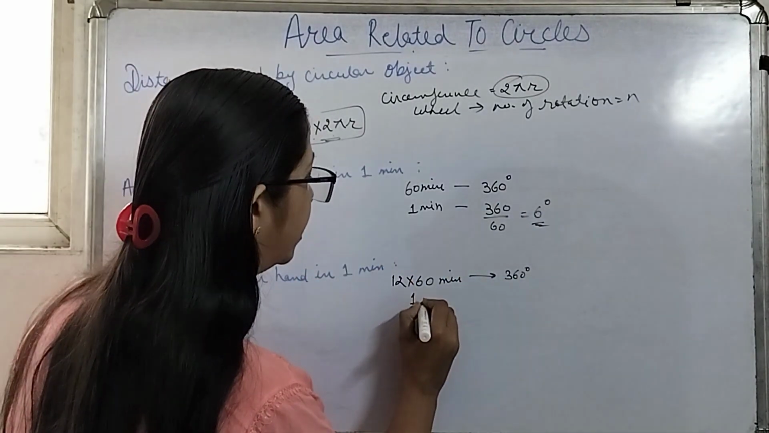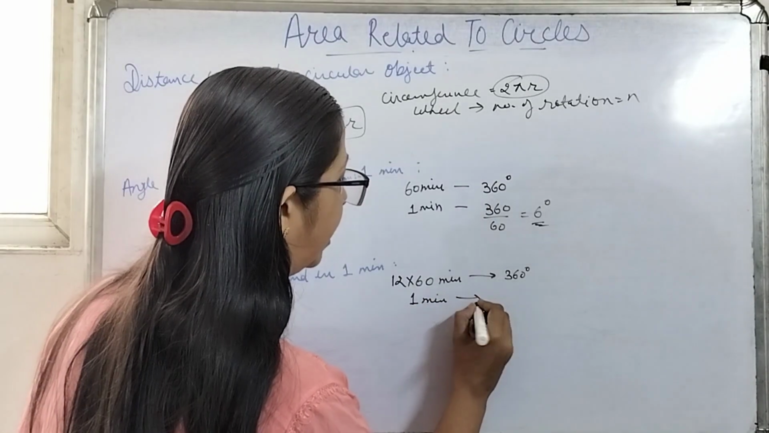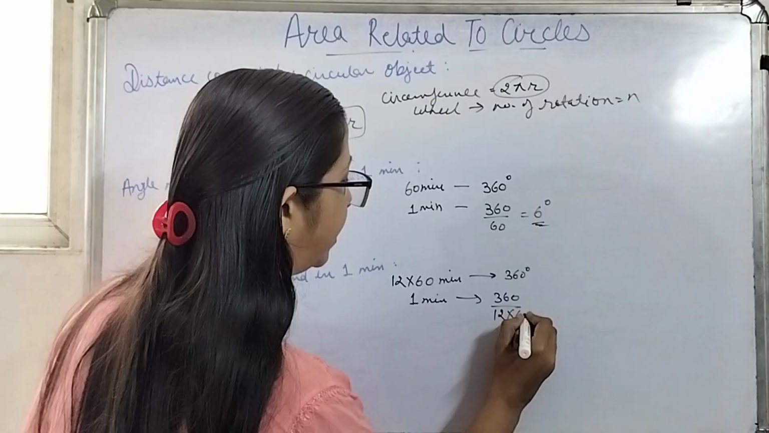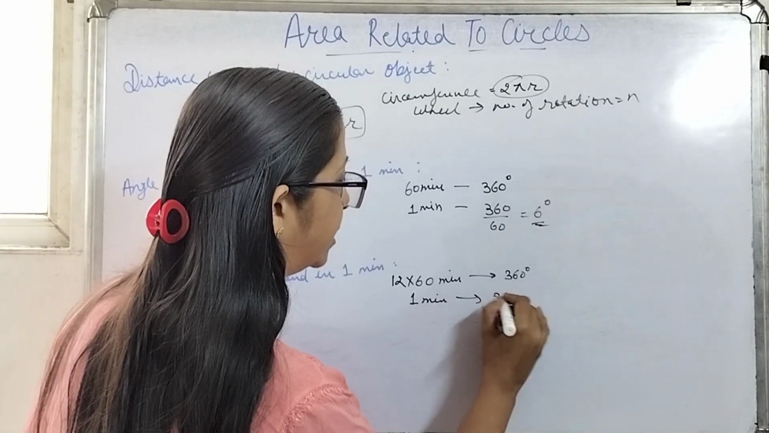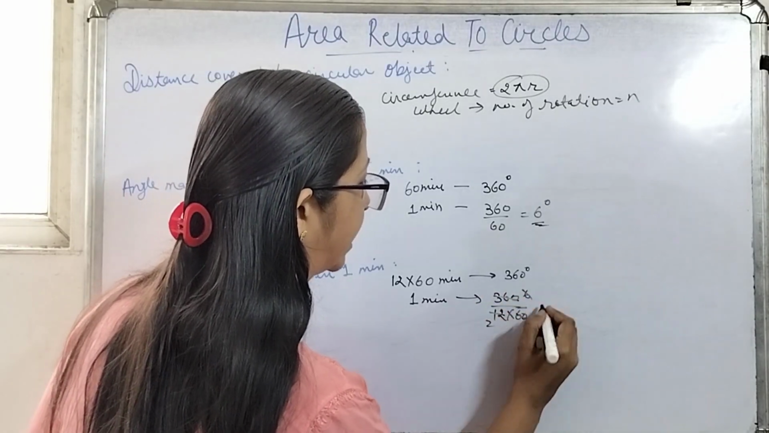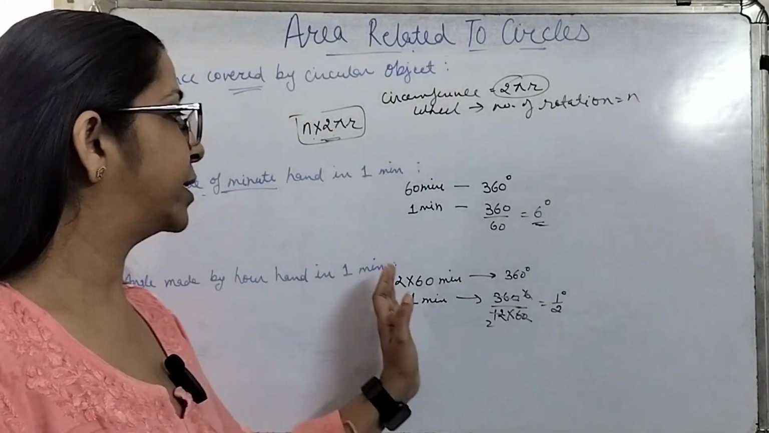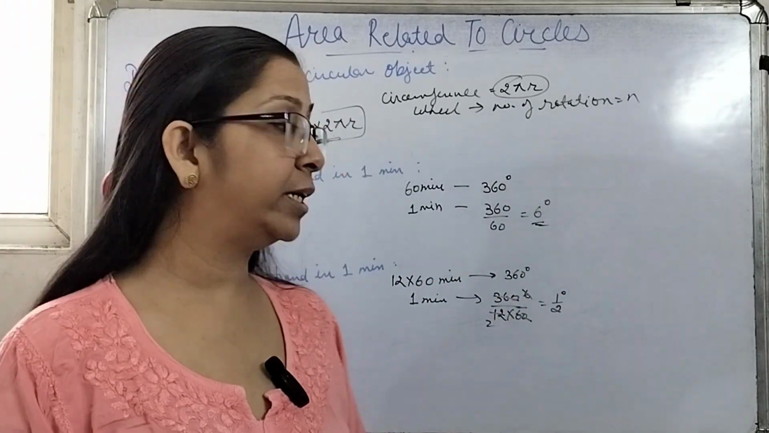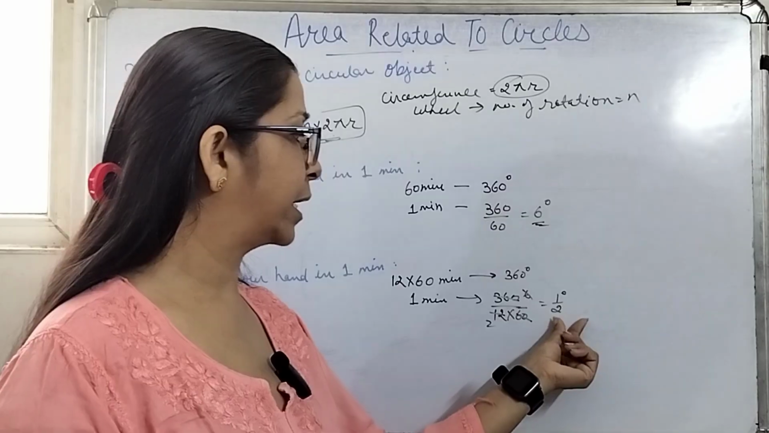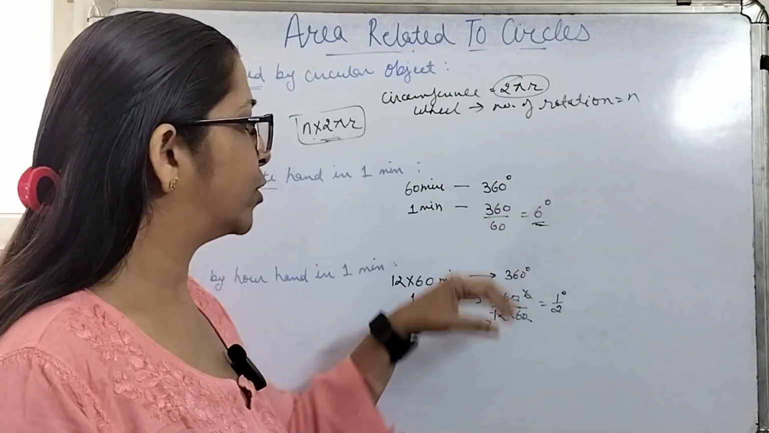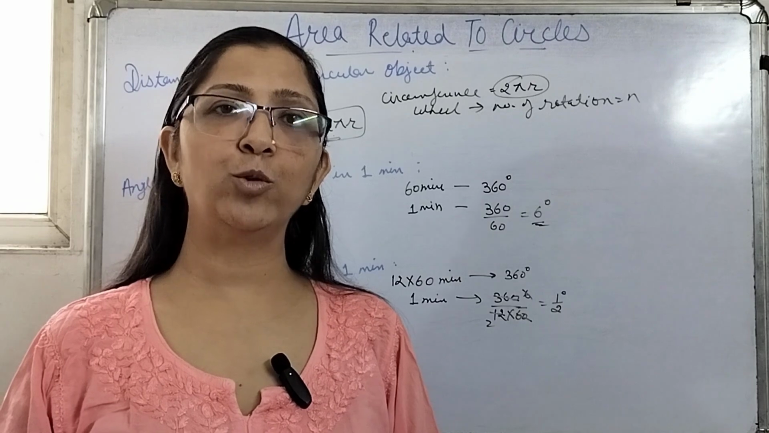So in 1 minute, how much angle will it form? That will be 360 divided by 12 multiplied by 60. Simplifying, in 1 minute the hour hand makes an angle of half a degree. 1 upon 2 degree is the angle formed by the hour hand in 1 minute. So these types of concepts will be used in solving a few questions.